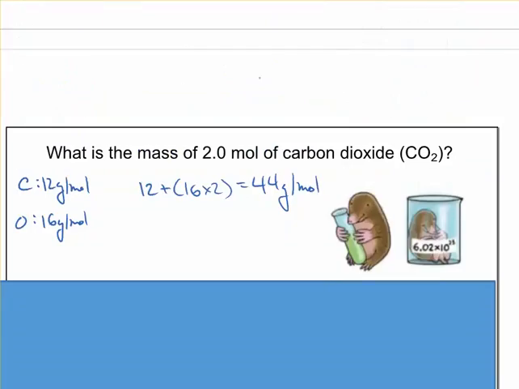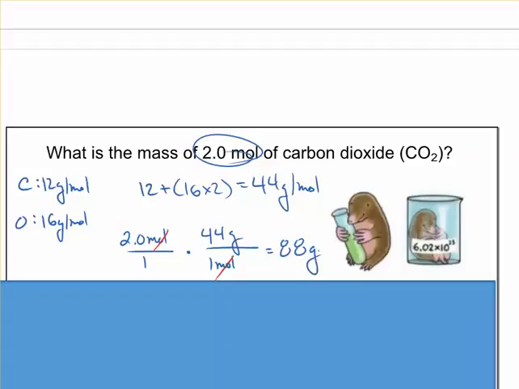Using that number, let's start with what we're given, 2 moles of carbon dioxide. Put it over 1, and multiply by this conversion factor. This molar mass can act as a conversion factor. 44 grams equals 1 mole. Our moles will cancel, and we'll find that 2 moles of carbon dioxide have a mass of 88 grams.